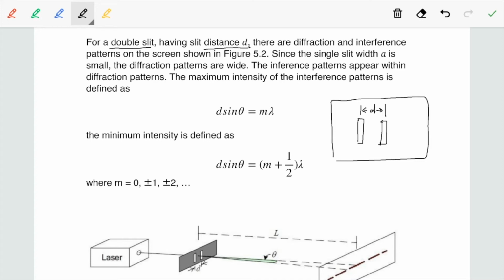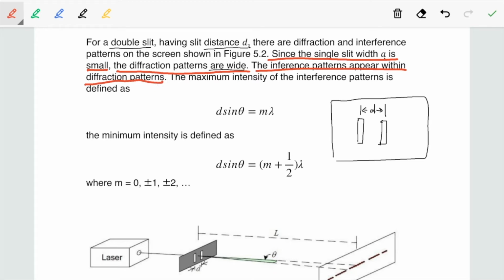So that's the slit distance D, and there are diffraction and interference patterns on the screen shown in figure 5.2. Since the single slit width A is small, the diffraction pattern are wide. So it's a very important sentence here. Since the single slit width A is small, so when A is small, the diffraction pattern are wide. The interference pattern appears within diffraction patterns.